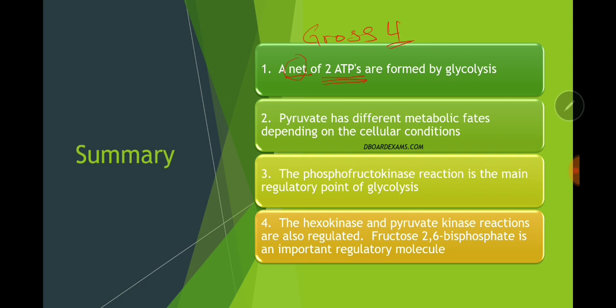Also, the regulatory point for glycolysis is characterized by the phosphofructokinase. So you have to know that phosphofructokinase is the main regulatory point of glycolysis. And then the hexokinase and pyruvate kinase reactions are also regulatory points, but not as important as the reaction which is characterized by phosphofructokinase. All right. So the fructose 2,6 bisphosphate is an important regulatory molecule, and we're going to see that.